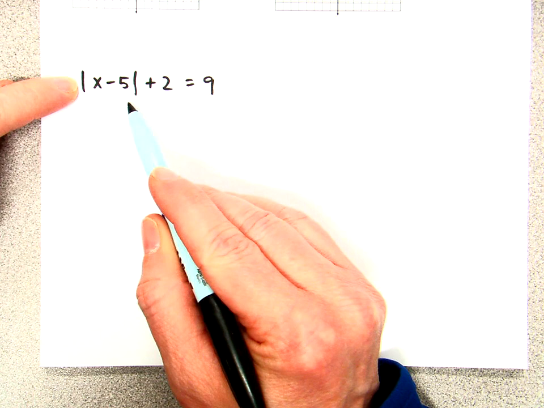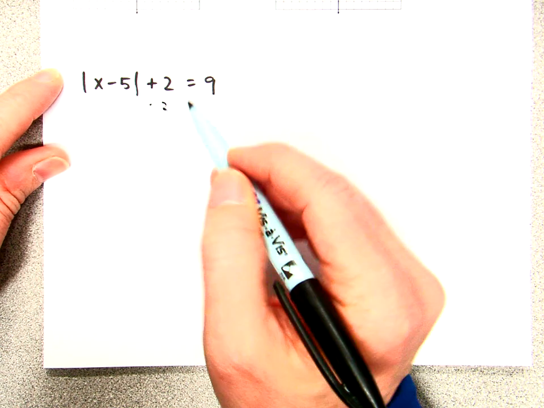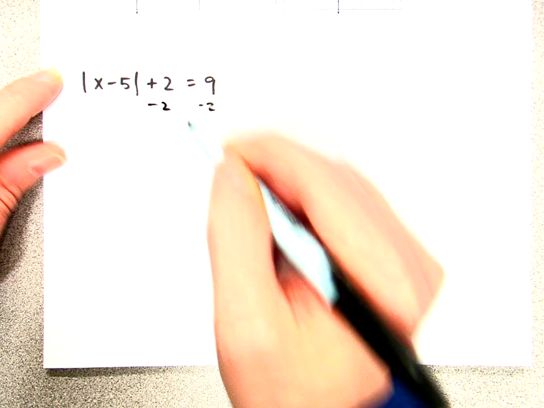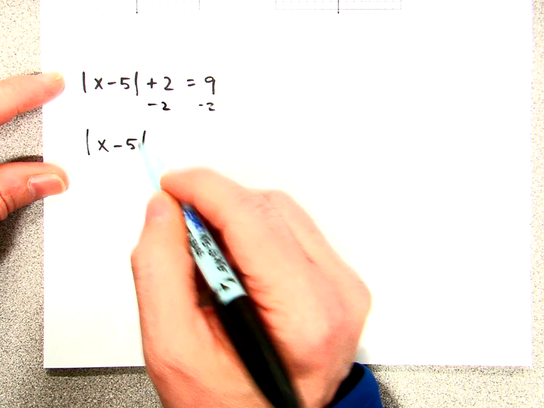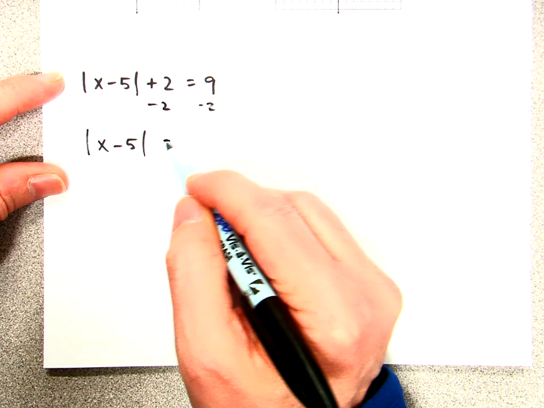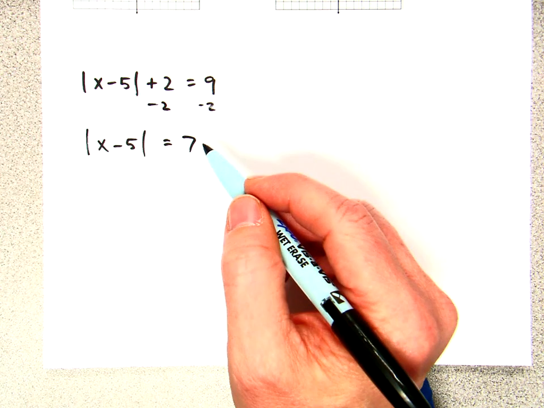So in order to get him alone, I do not want the 2 here. So I'm going to get rid of the 2 by subtracting, right? Okay. So I got my absolute value. I don't really care what's inside, I'm going to deal with that in a minute. 9 minus 2 is 7, right?